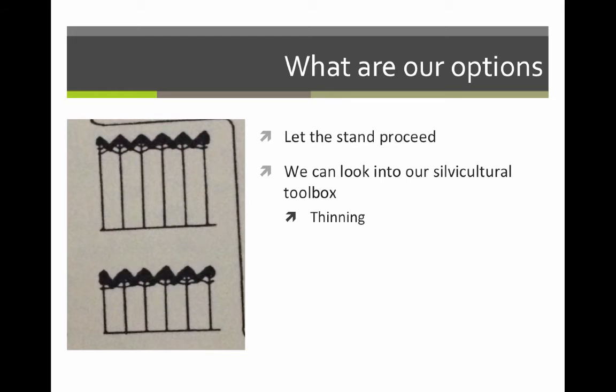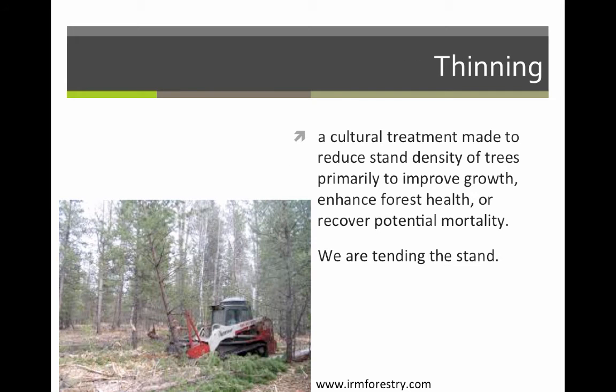We can also look into our silvicultural toolbox and use a technique called thinning. So thinning is a cultural treatment made to reduce stand density of trees, primarily to improve growth, enhance forest health, or recover potential mortality. And this is part of the tending. So we are tending the stand. So we talked about those parts of a silvicultural system. So we have regeneration, tending. Thinning is a tool to tend. And then finally harvesting.